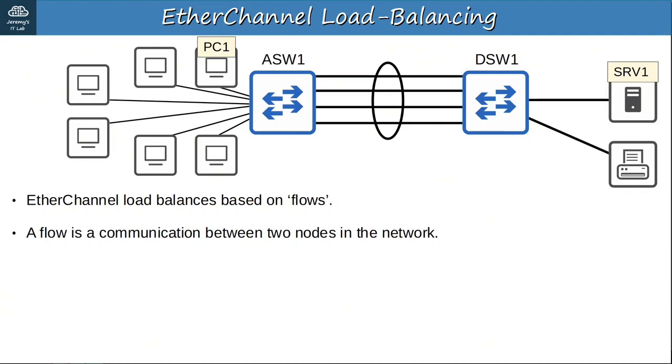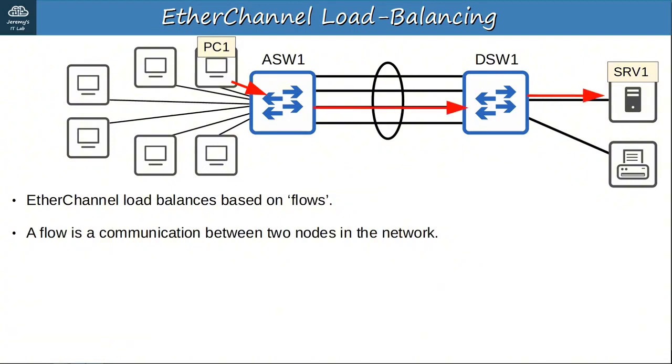So let's say PC1 initiates an exchange of data with server 1, and it sends a few frames to do so. The frame is received by ASW1, and assuming it already knows the MAC address of server 1, it will forward the frame out of the port channel to DSW1. However, which physical interface will it use? Well, there is an algorithm it uses to calculate which physical interface the traffic will actually be sent on.